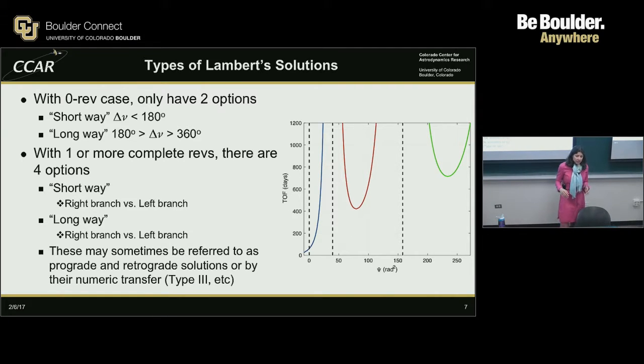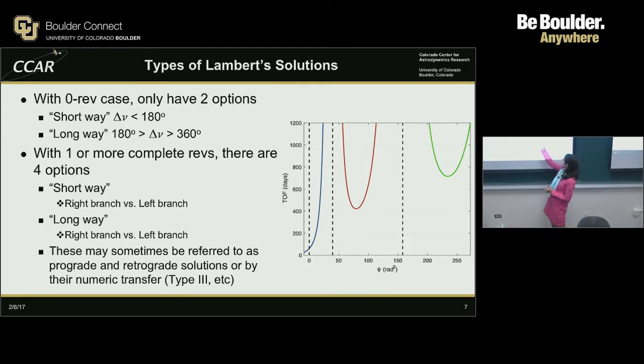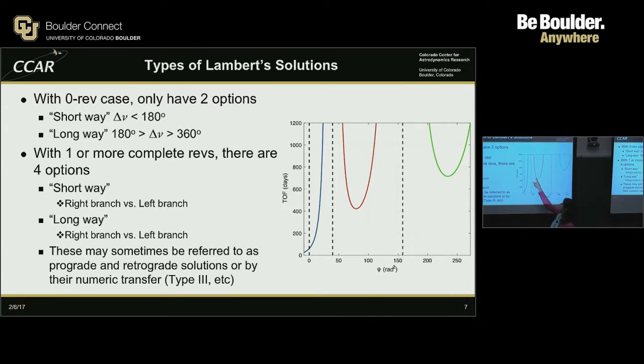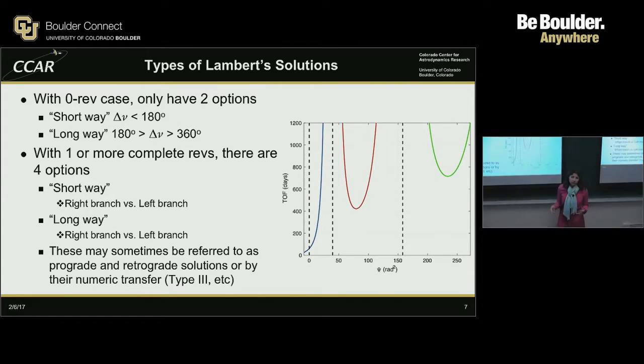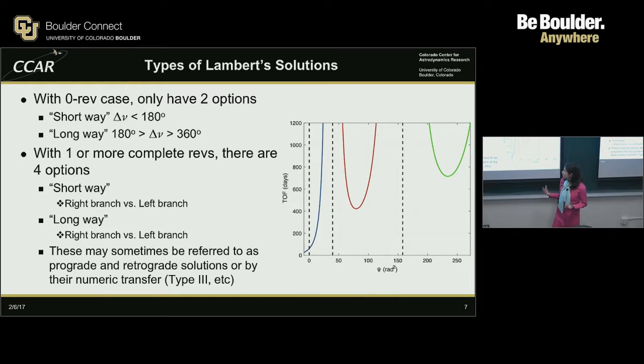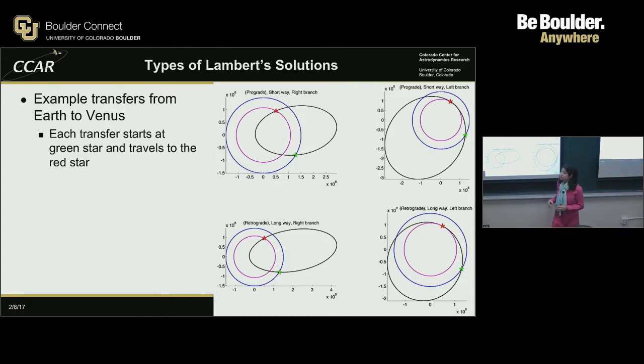In this class, I guess some people refer to this as your left branch solution and your right branch solution. Okay? I forget what Bate, Mueller and White refers to them as. In this class, we're simply going to do type 1, type 2, type 3, type 4. And we're always going to assume prograde motion. We don't really need to mess with retrograde solutions. They are kind of interesting to look at, though.